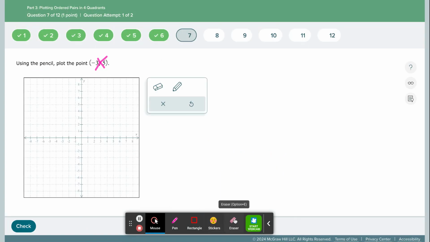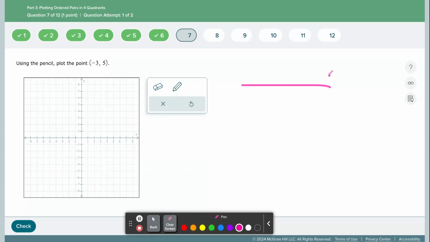Moving on again. Same kinds of questions, right? So I'm going to keep drawing this. Hopefully it helps. So your first set, you always go left or right. If you're going right, it's a positive number. If you're going left, it's a negative number. The second thing that you do is up or down, right? If you're going up, it's a positive number. If you're going down, it's negative.